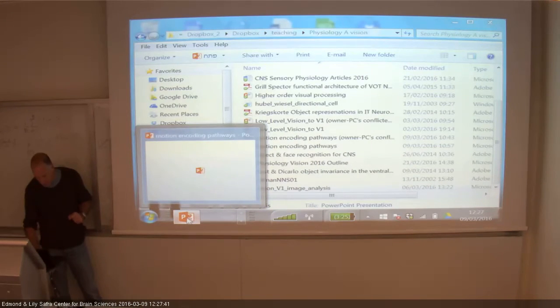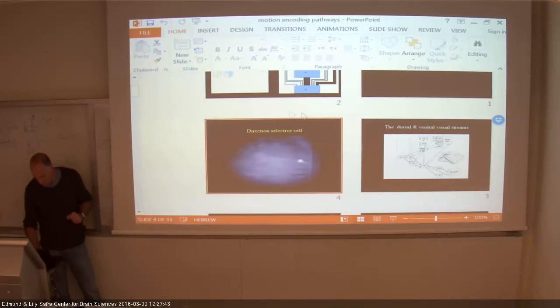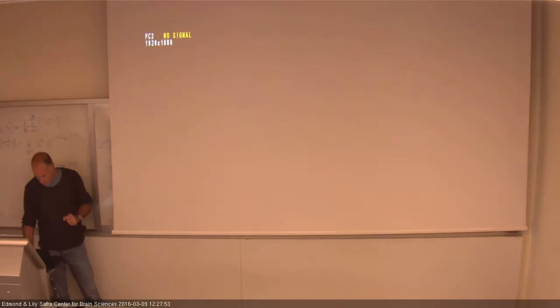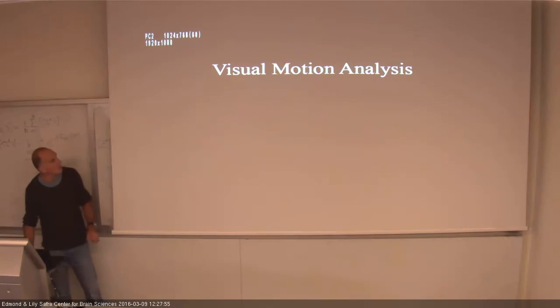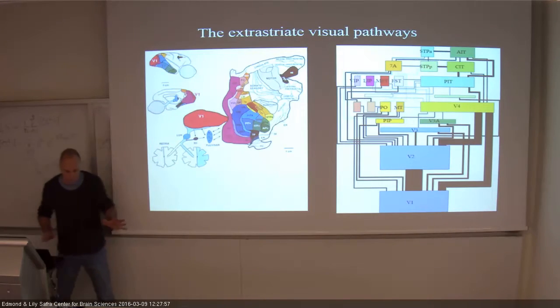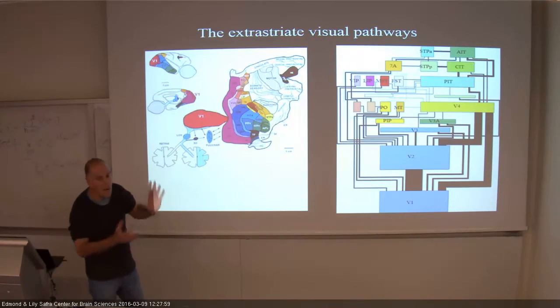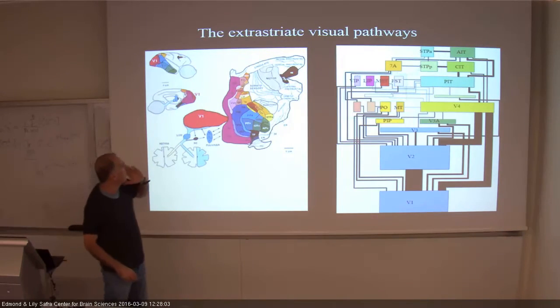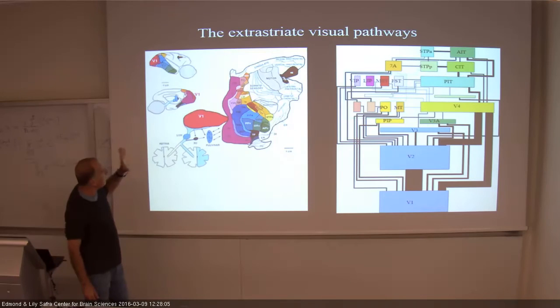Awake behaving monkeys. Okay, but we want to move on to today's talk, which is going to be about visual motion analysis. So here we are. I gave you a brief picture of what's happening in V2, but we're now expanding beyond primary visual cortex.